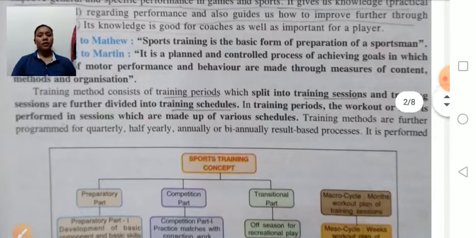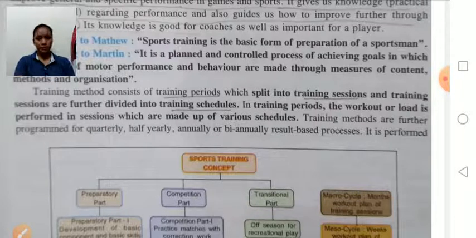Training methods consist of training periods, which split into training seasons, and training seasons are further divided into training schedules. Training periods are like the preparatory period, competition period, transition period, etc. We perform the exercise activity according to the training schedule.